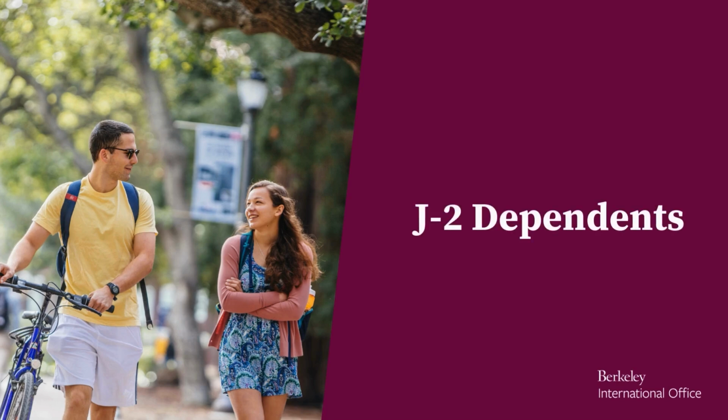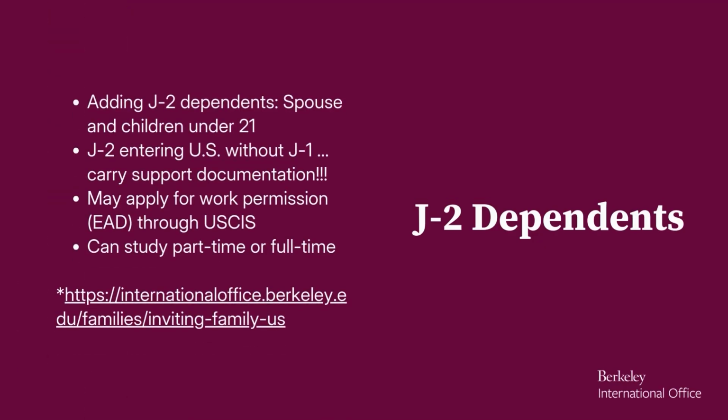I'll also touch on some information about J2 dependents. A legally married spouse or child under the age of 21 may hold J2 status. Even if you did not bring your spouse or child with you on this trip, they may be added as a J2 dependent if they wish to come later in your program.